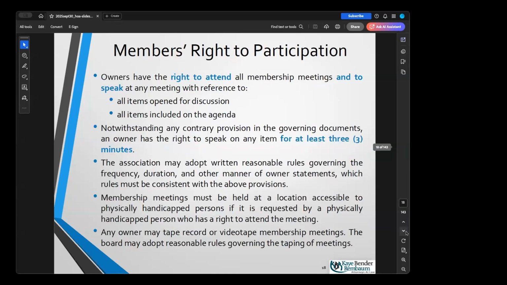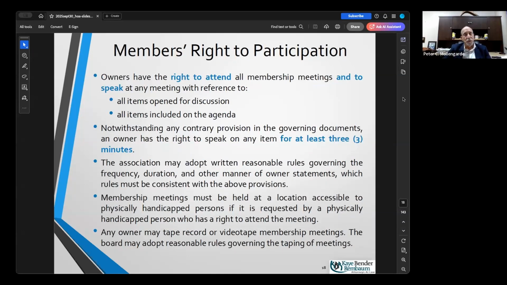There you go. Okay. The members' right to participate. All the owners, all the members have the right to attend the membership meetings and to speak at any meeting with reference to all items open for discussion and any items that are included on the agenda. And notwithstanding anything to the contrary in your documents, an owner has a right to speak on each agenda item for at least 3 minutes.